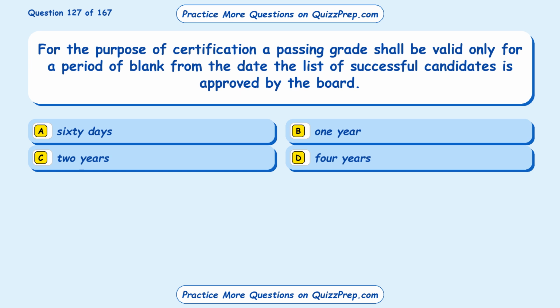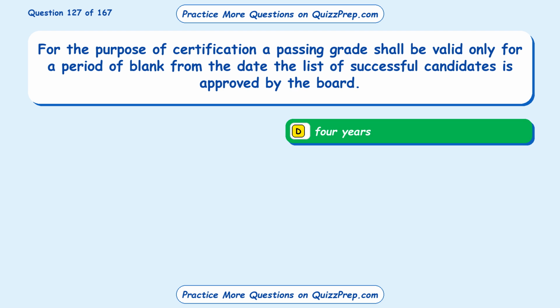Question 127. For the purpose of certification, a passing grade shall be valid only for a period of blank from the date the list of successful candidates is approved by the board. Option A, 60 days. Option B, 1 year. Option C, 2 years. Option D, 4 years. The correct answer is option D, 4 years.